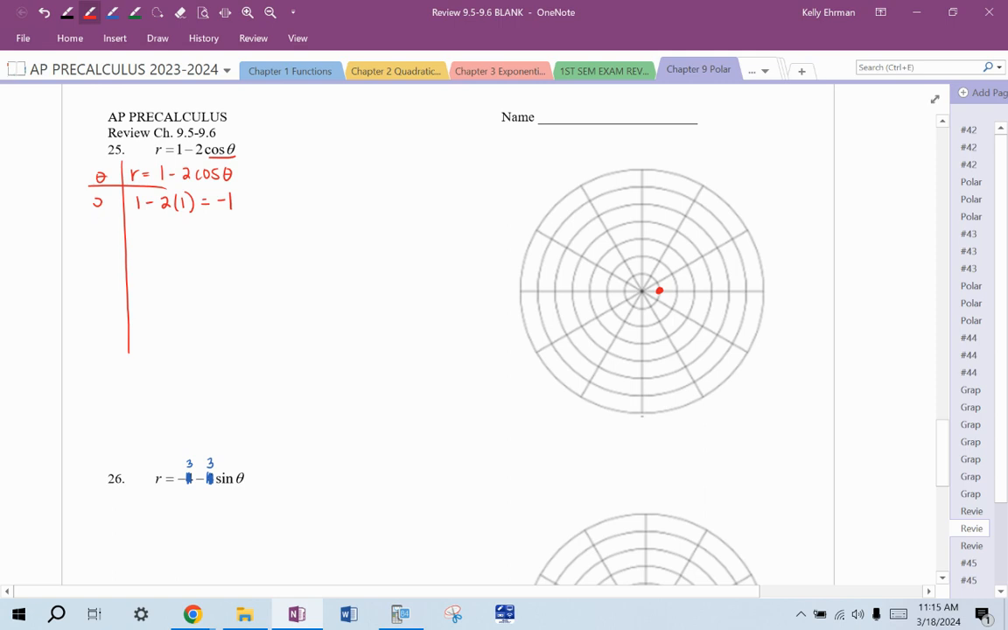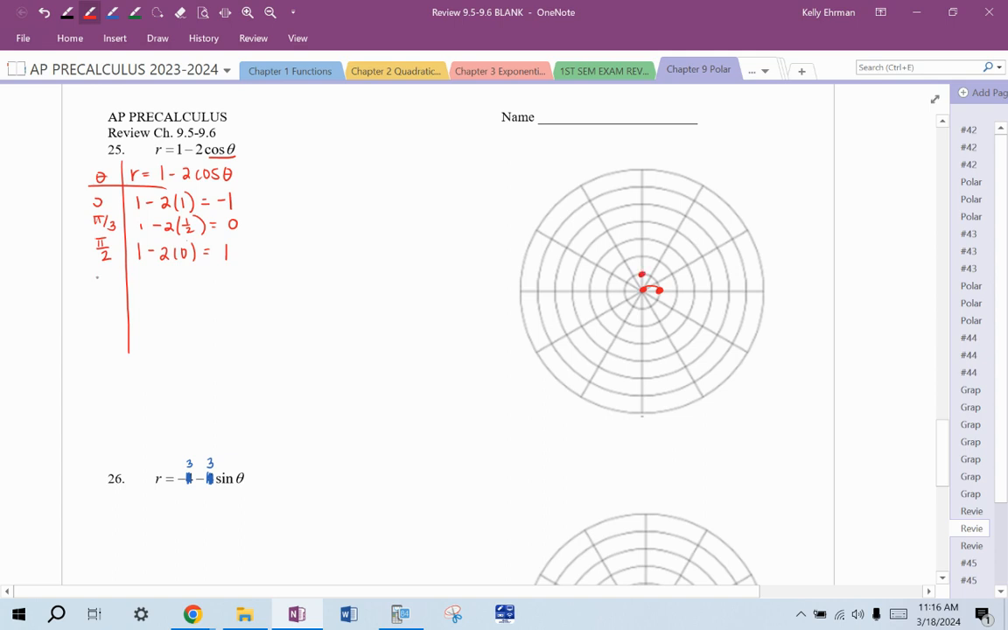Okay, our quadrant 1 angle that's nice for cosine is pi over 3. 1 minus 2 times the cosine of pi over 3, which is 1/2. 1 minus 1 is 0. So it doesn't matter where we face, but sure, face pi over 3 and walk 0. So far we have this. We always plug in the non-quadrant angles, so plug in pi over 2. 1 minus 2 times 0 is equal to 1. And so we're facing pi over 2, and we're going up 1 unit.